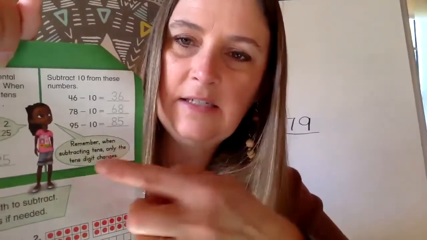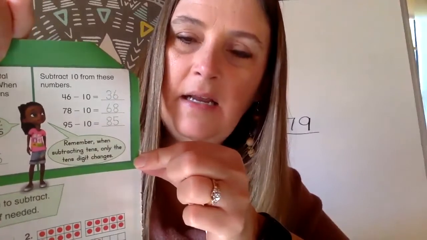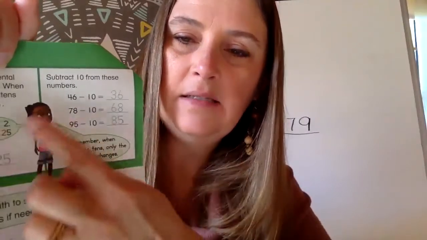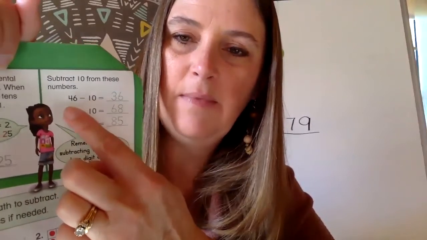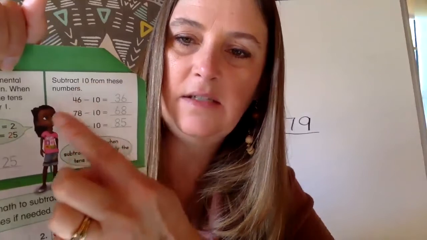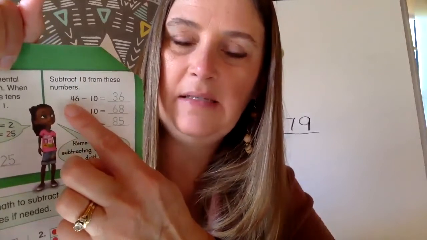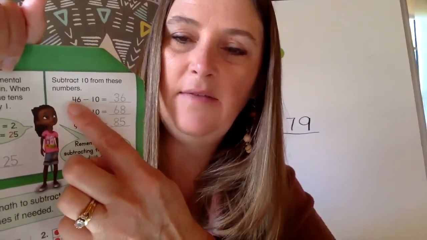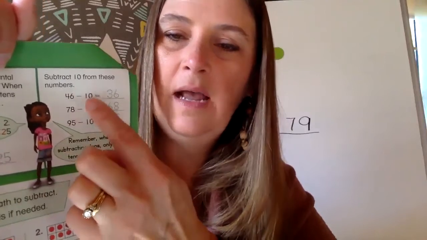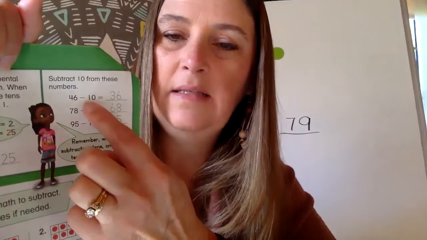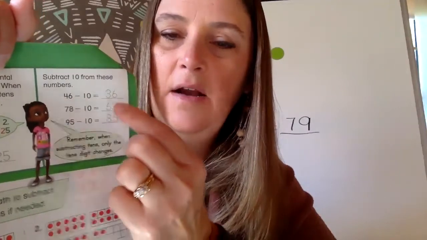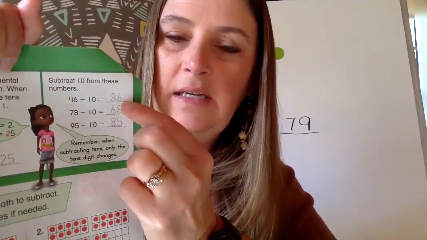Let's look at this last section right here. It says subtract 10 from these numbers. Okay, so here we have 46 minus 10. Okay, remember it's the same. We're only subtracting 10, so we're only going to have to change our tens place. So if we look in our tens place, we have 4 and 1. Okay, so basically it's 4 minus 1 in the tens place, which would be 3, and our ones place stays the same, which is 36.